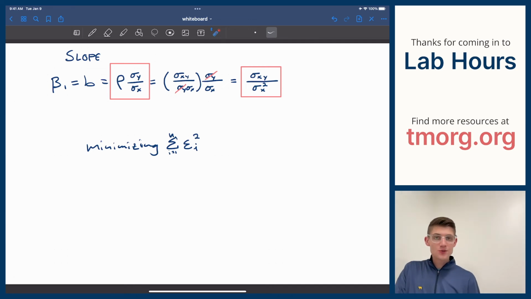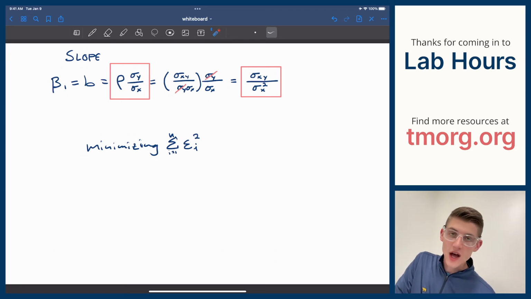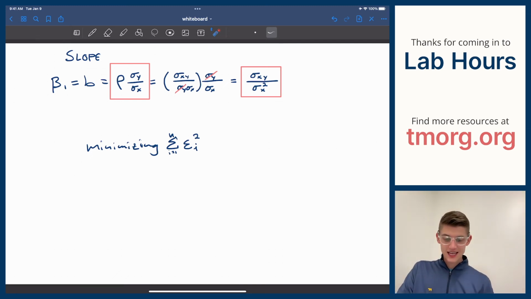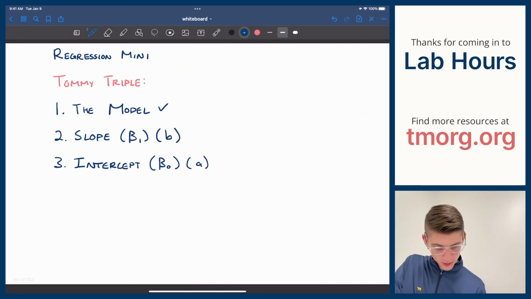Which one is y, which one is x? Well, whichever one you're trying to predict using the other one is the y. And the thing you're trying to use to predict the other one is the x. If I'm predicting weight with height, I'm using height to predict weight. That means that I'm predicting y with x, so I'm predicting weight with height, or I'm regressing weight on height. That's how the terminology goes. That's everything we need for slope.